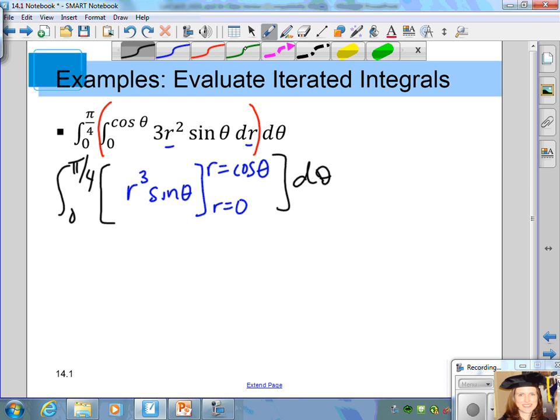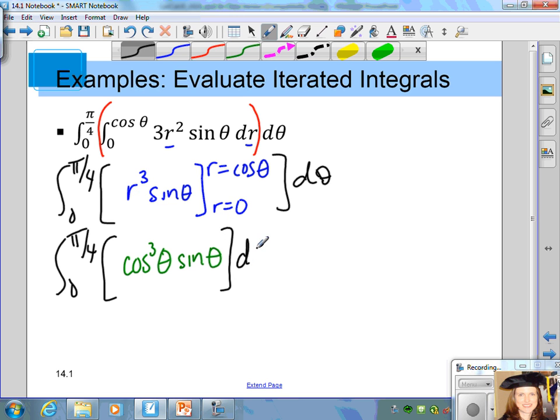Okay, when we plug in the upper bound into r, we end up with the integral r to the third power, replacing r with cosine theta. It's going to be cosine to the third power theta times sine of theta minus what we get when we substitute the lower bound in. When you plug in 0 for r, you get 0. So we get the single integral of cosine cubed theta sine theta.